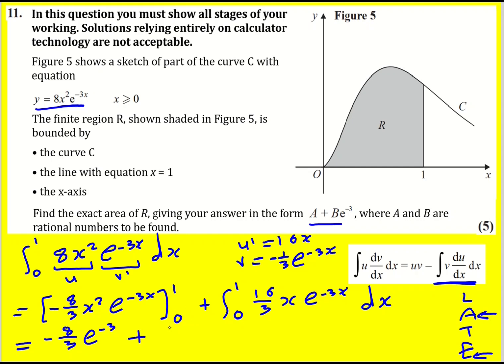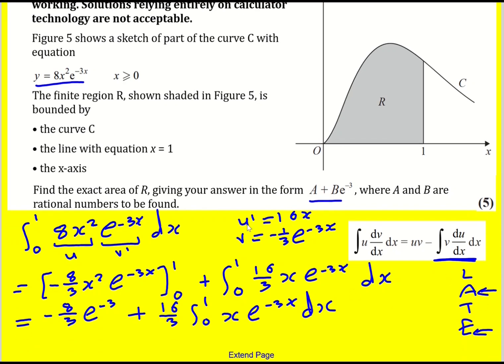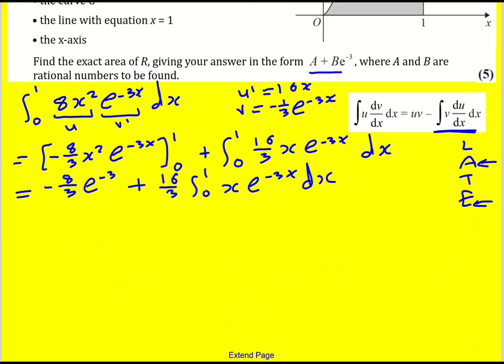So that bit's sorted. And now I'm going to bring the 16 over 3 out, just to make it a little bit simpler. Okay, and we're one step through our integration. So I'm going to ignore now the 16 over 3, bring it back in at the end, and just work out the answer to this. x is going to be u again, e to the minus 3x is going to be v dash. So this time I get u dash equals 1. Brilliant, simpler again. And v is going to be minus a third e to the minus 3x. So let me call this star.